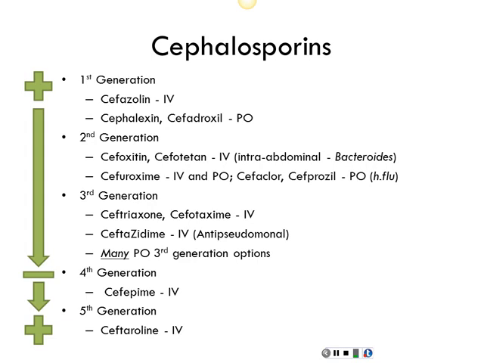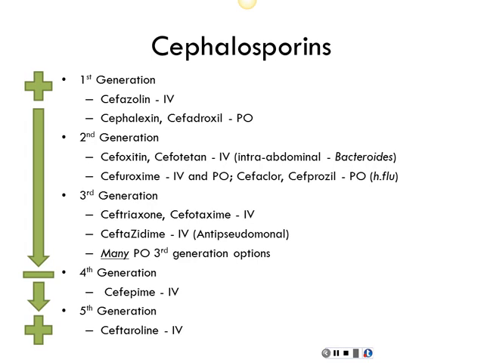And then cefuroxime, cefaclor, and cefprozil have extended spectrum activity against Haemophilus influenzae. So within the second generation, there's actually differences in those drugs, which is obnoxious. This is why no one understands cephalosporins.